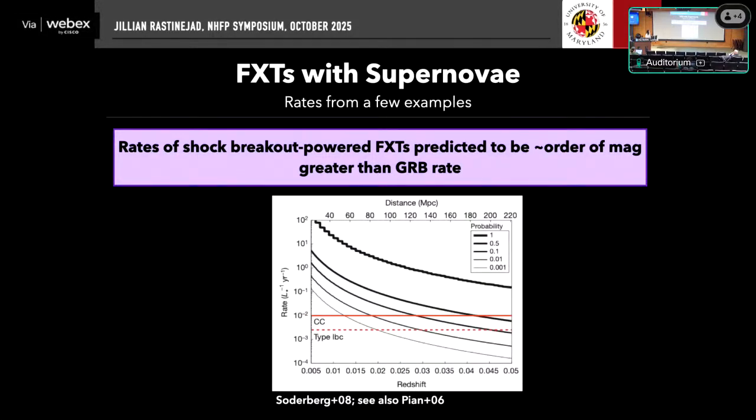And then also in 2008, based on the detection of this one event, it was predicted that the rate of FXTs from shock breakout would be about an order of magnitude greater than the GRB rate. So if we built a telescope to find these things, you would see them pretty often.